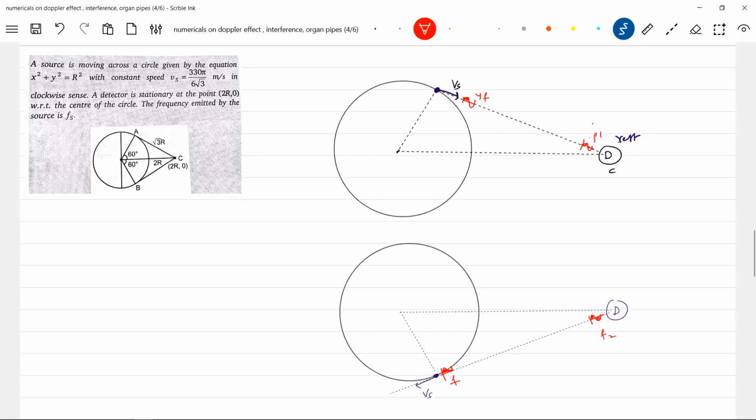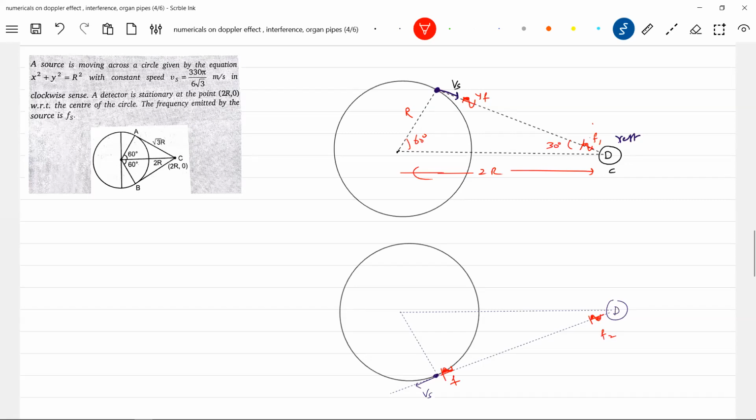F2, let me write this is F1. So this is R, this distance is 2R. It is given theta. So definitely this should be 30 degrees, 60 degrees. This will be 30 degrees.